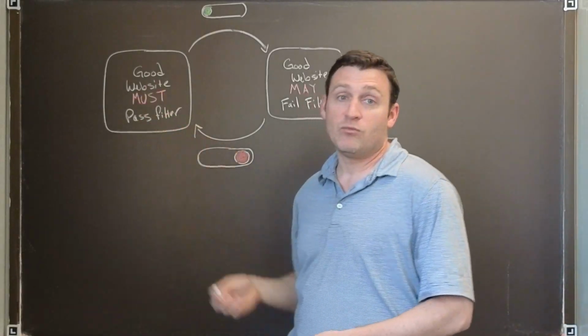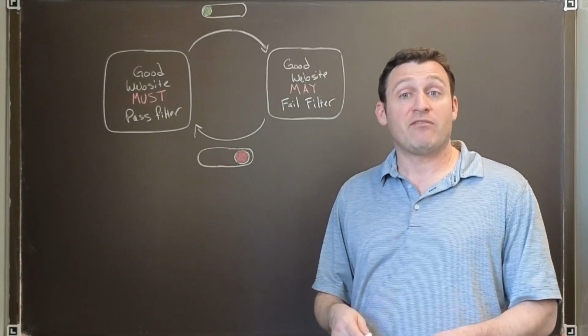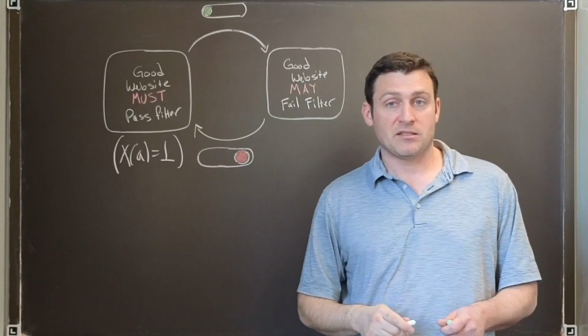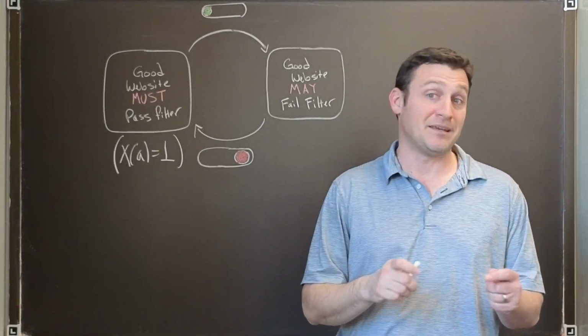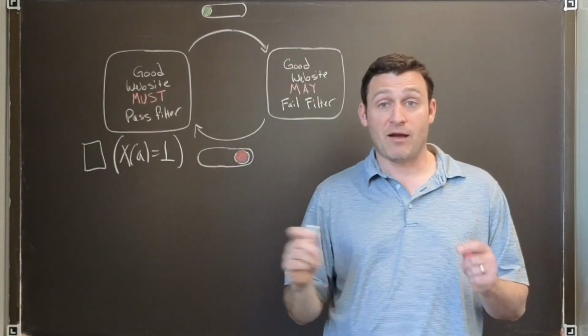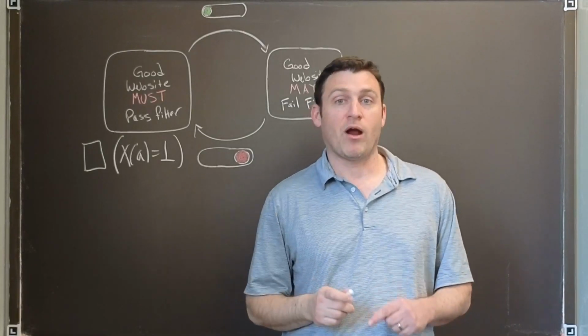Over here, I have a good website must pass the filter test. The filter test is that chi of A equals falsity. In order that it must pass the test, that means we can't just have it simply be possible, it's necessary. That means a square. In this case, that would be the way to decide what isn't in the set. We must have this requirement.